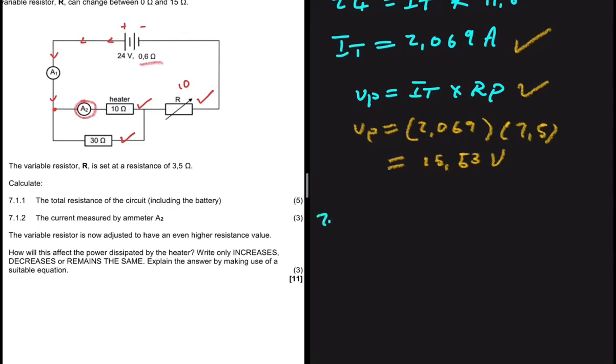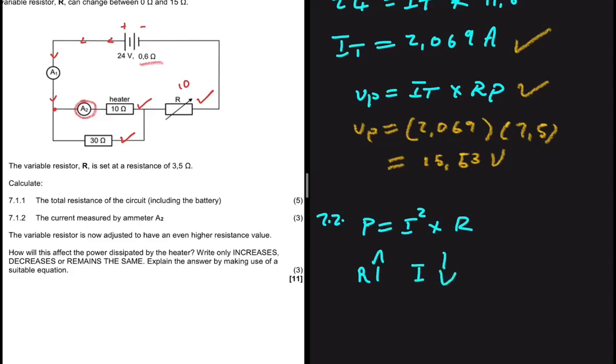So what is the equation for power again? Power is equal to I squared multiplied by R. So what is going to happen when the resistance increases for the entire circuit? When the resistance increases, the current is going to go down.